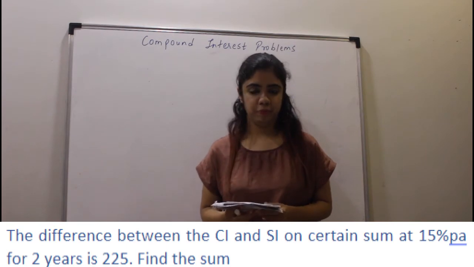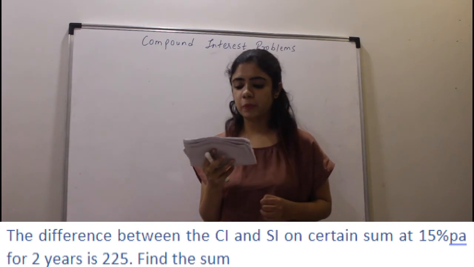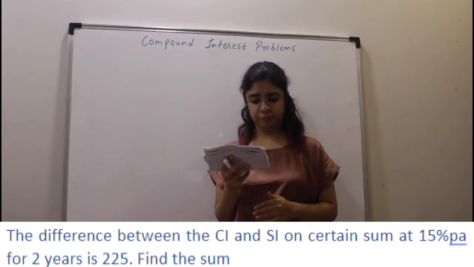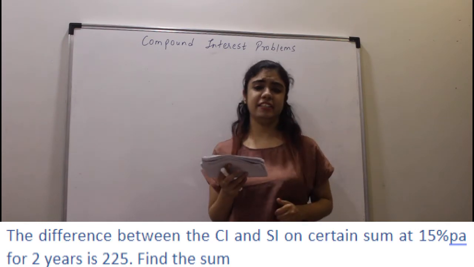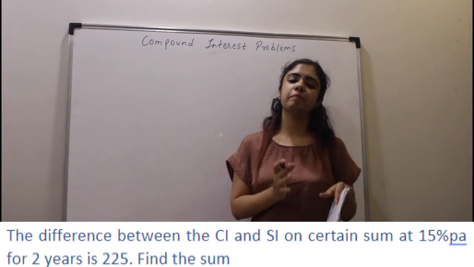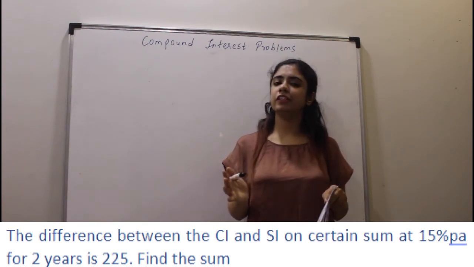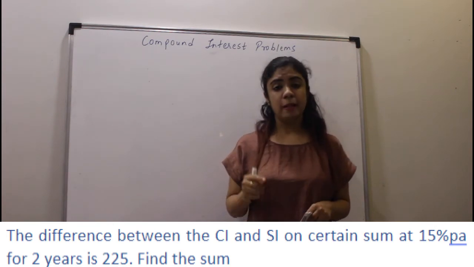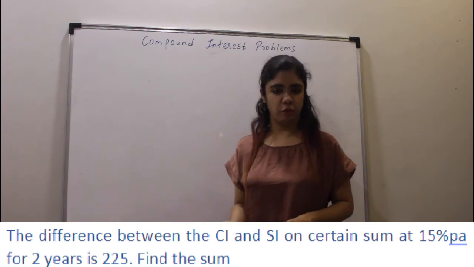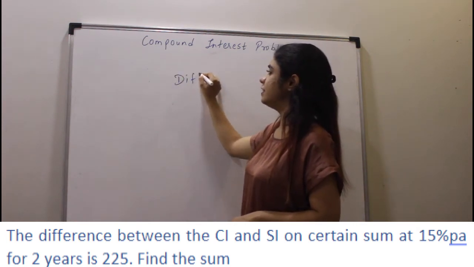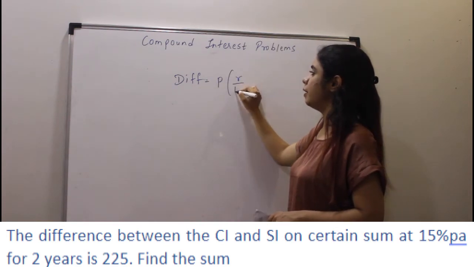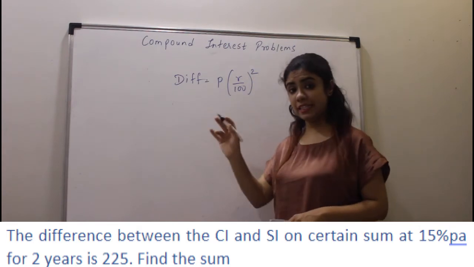Now let's look at the next problem. It says the difference between compound interest and simple interest on a certain sum at 15% per annum for 2 years is 225. Find the sum. So always remember there is a direct formula for the difference between simple and compound interest for 2 years. In the first year there is no difference, as we had seen in the concept. The difference starts from the second year. So if they are talking about the difference over 2 years, the formula is: difference between compound interest and simple interest for 2 years is given by P into R upon 100, the whole squared. This is the value of the difference.